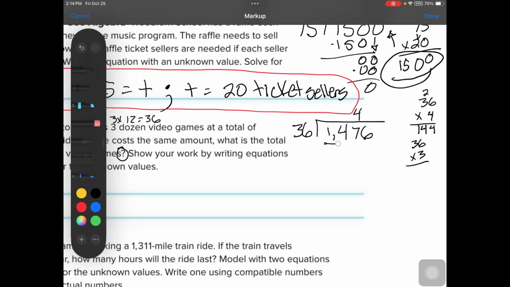And I'm going to erase this right here, and I'm going to erase this because I might need this room for something else. 4 times 36 is 144. 7 minus 4 is 3. This is a 0 and a 0. I'll bring down the 6. Would be 36. Oh, beautiful. 36 goes into 36 one time. 1 times 36 is 36. 0. So I know that each game is $41, okay?